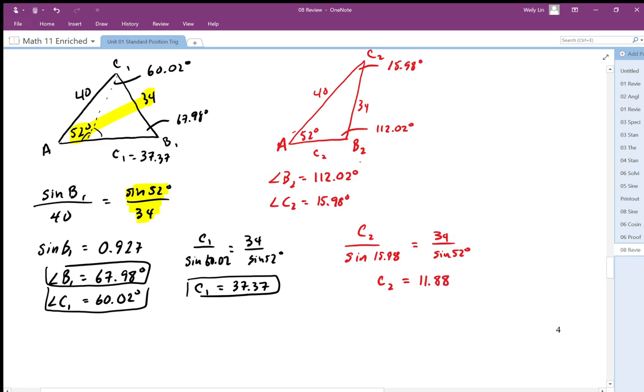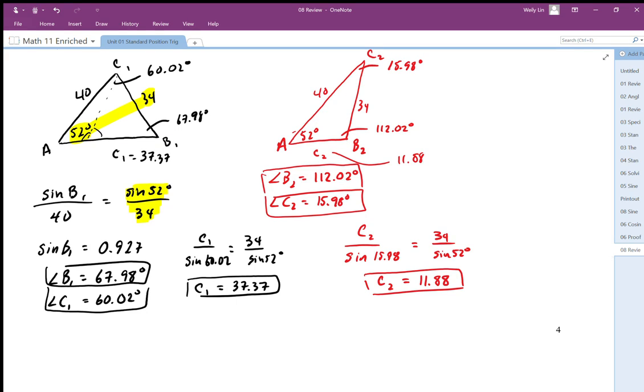So that length here is 11.88. That looks pretty right. That looks fairly accurate based on that diagram. Okay, and not that the diagram is always going to be proportional, but we should always think, are the results that I'm getting reasonable?